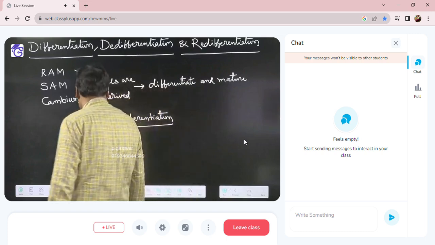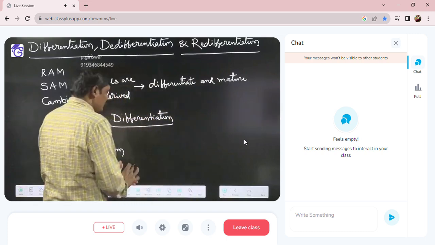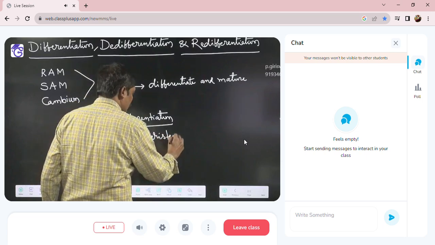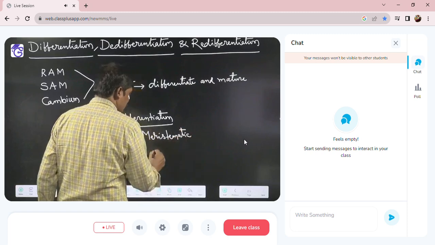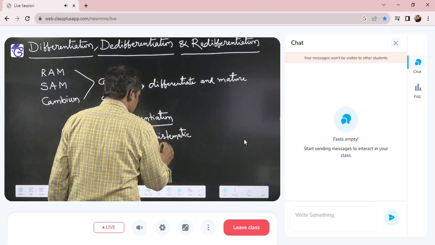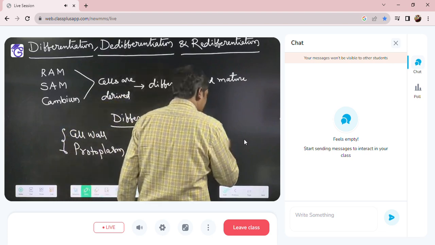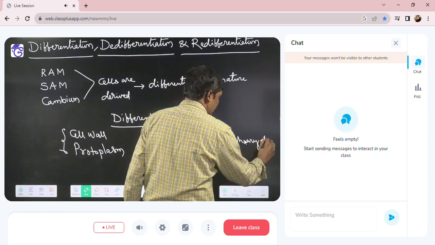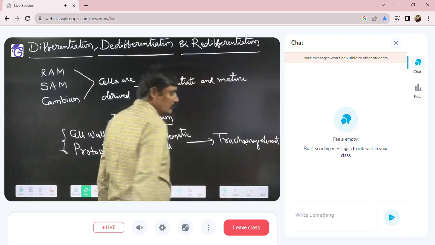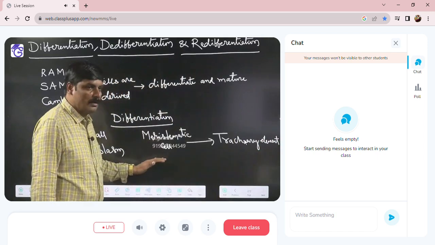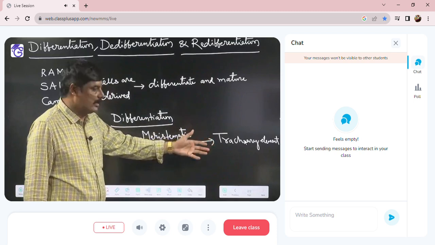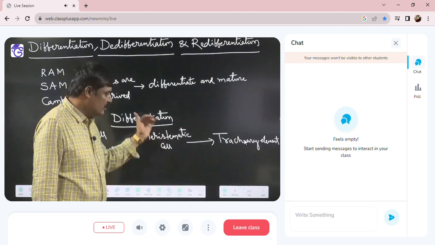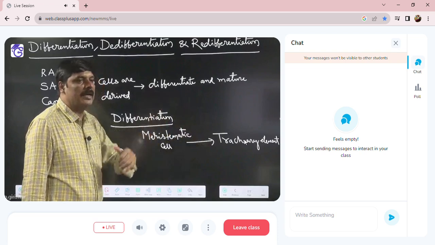For example, one meristematic cell changes into a tracheary element. One meristematic cell now changes into a tracheary element, a tracheary cell. That is a mature cell. This is a young cell. This is a living cell. This cell changes into a tracheary element.